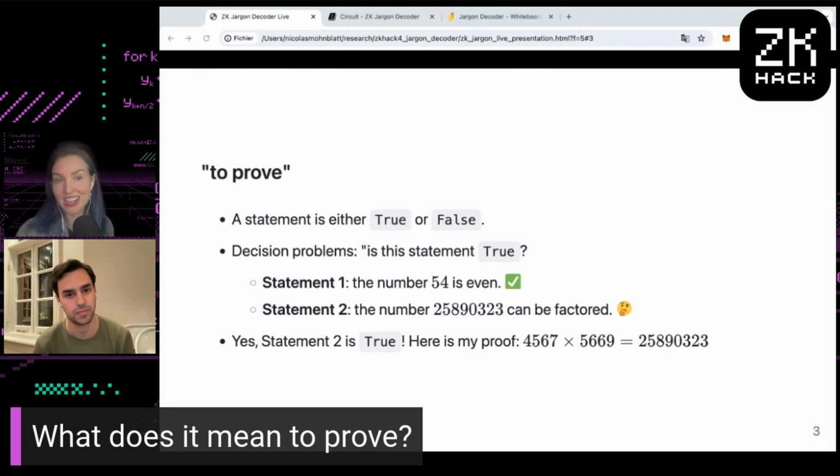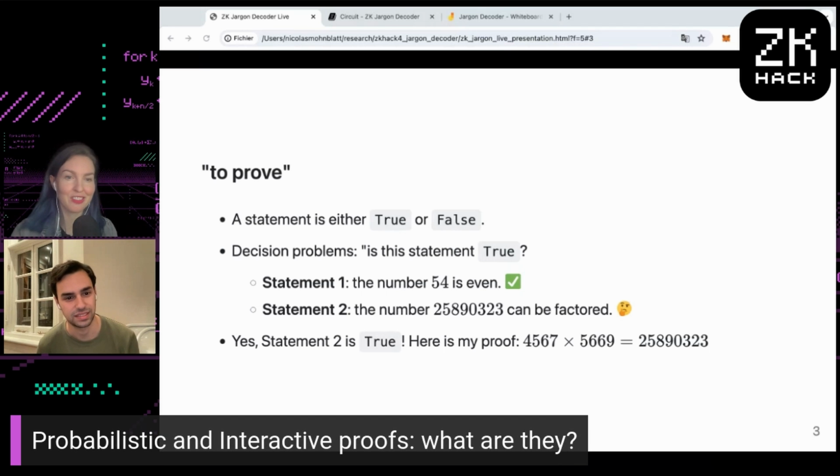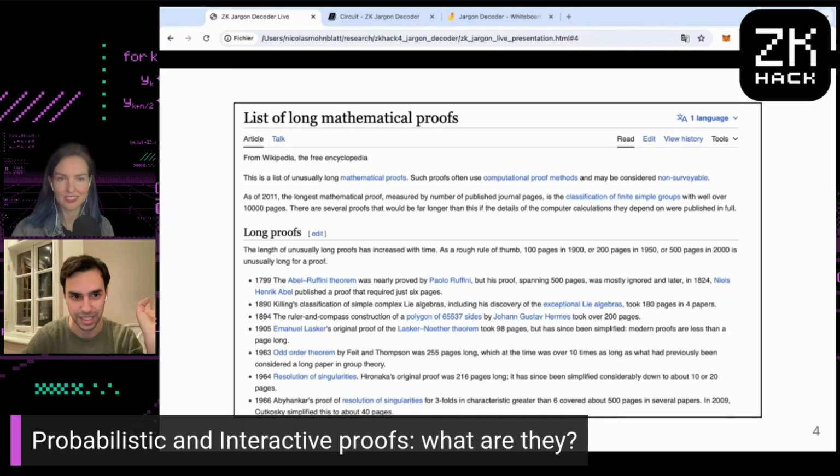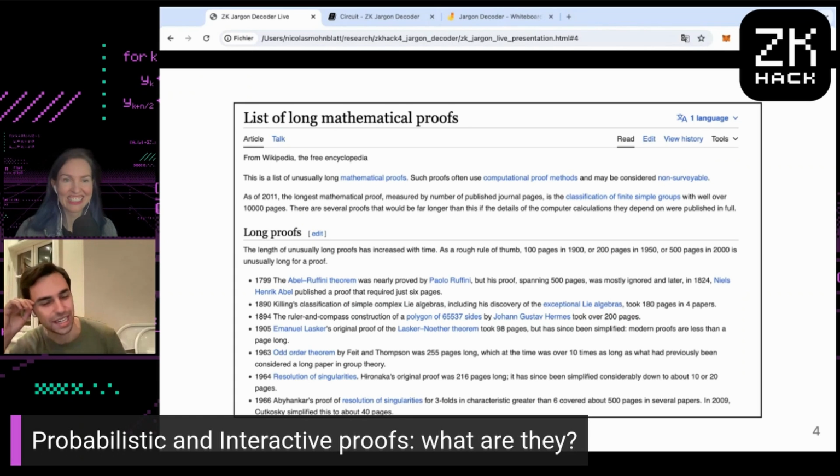Nice. All right, next up we have another question that you also mentioned on your website, which is probabilistic and interactive proofs. What are these? Yeah. So this is the next logical step. A proof is where I give you this information, and you check if your statement was true. The problem is sometimes proofs are going to be long. I took this Wikipedia screenshot, a list of long mathematical proofs, and some of them are 500 pages, 200 pages. God. And this is actually one of the motivations for zero knowledge proofs at one point in academia: how can we make proofs that are shorter or easier to verify?